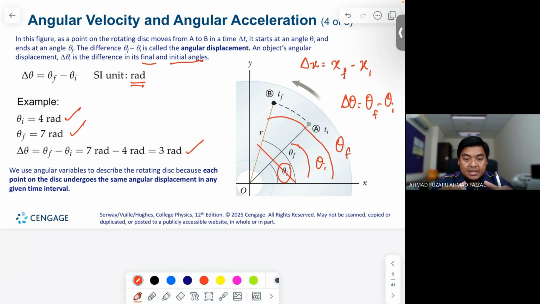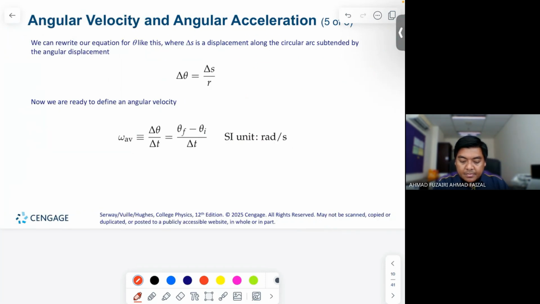That means we cannot break it into a certain portion of the CD. The CD comes as a CD, right? So that's why we call that a rigid body. Okay, so let's look into some things that we do with this angular displacement.